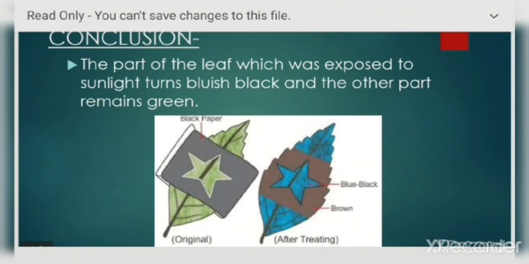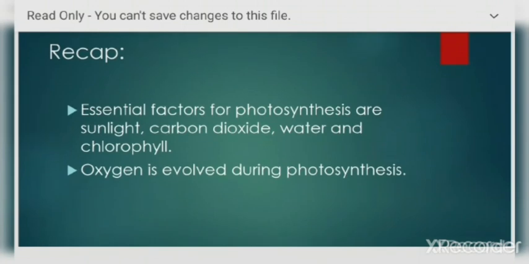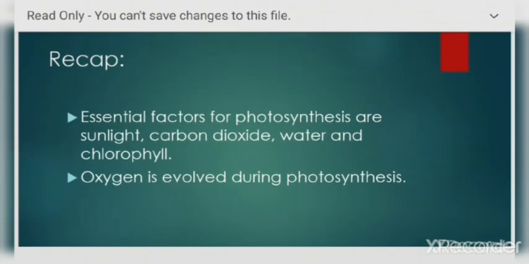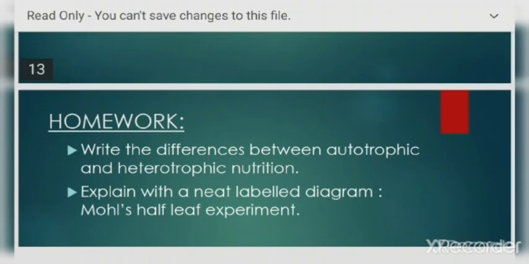I hope you are following the concept. Today we have covered the factors essential for photosynthesis, which are sunlight, carbon dioxide and chlorophyll, and we have also seen that oxygen is evolved during the photosynthesis. So today's homework is, write the differences between the autotrophic and the heterotrophic nutrition, and also explain with a neat labeled diagram Mole's half-leaf experiment.